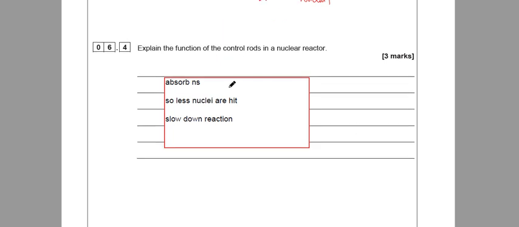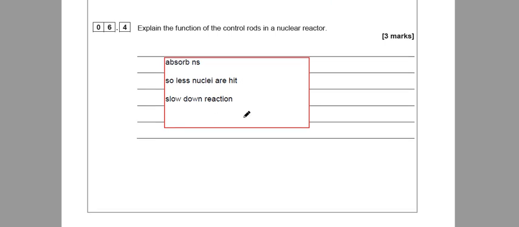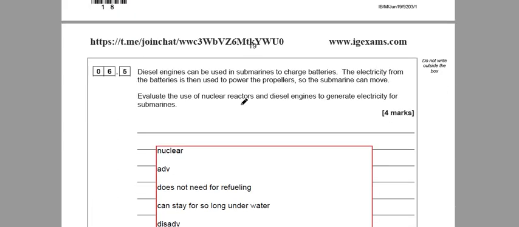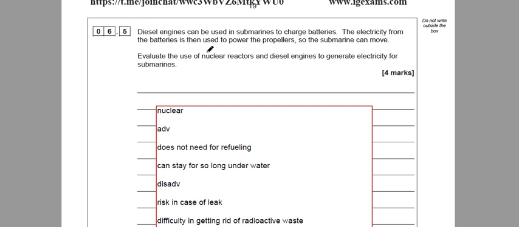Explain the function of control rods in a nuclear reactor. They absorb neutrons, so fewer nuclei are hit and there is less fission, and the chain reaction is stopped or slowed. Diesel engines can be used in submarines to charge batteries. Electricity from the batteries is then used to power propellers, so the submarine can move.